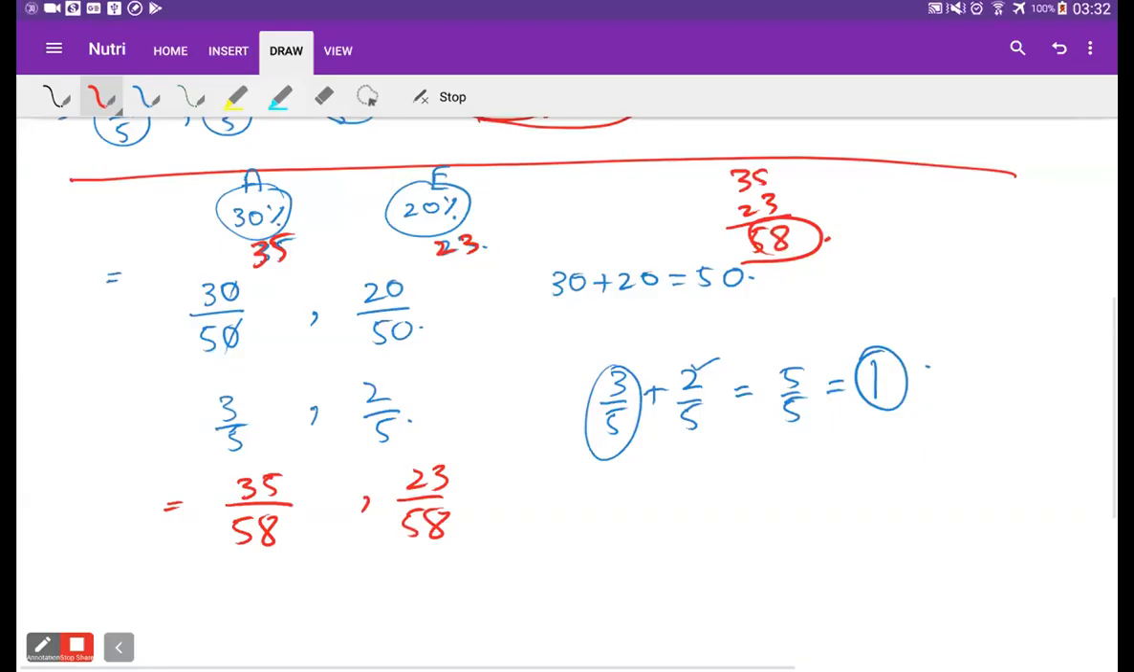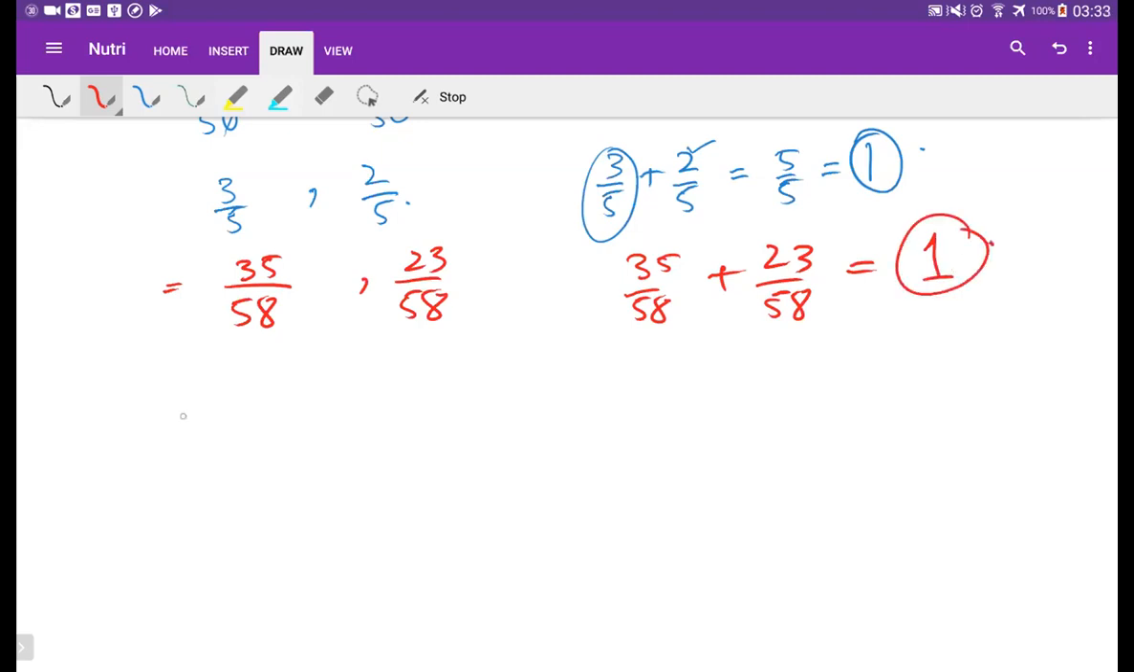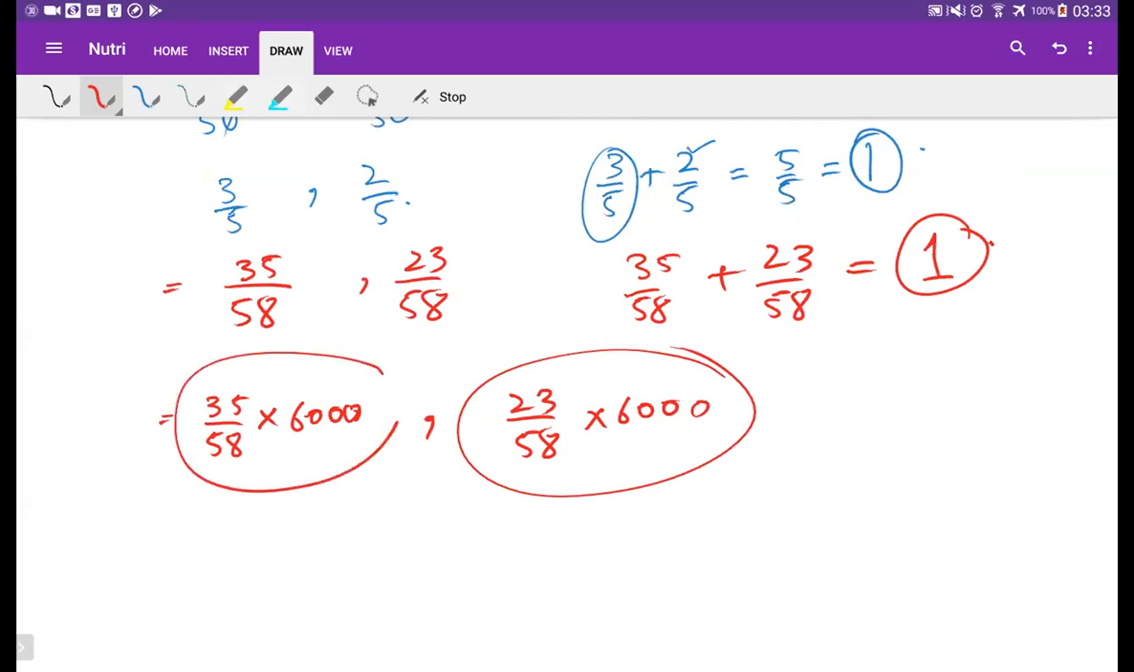I hope this has clarified to you a lot of stuff. So the sum of 35 by 58 plus 23 by 58, based on this calculator thing, is exactly equal to 1. So now whatever money you have, like if you have 6,000, take this ratio, 35 by 58, multiply that by 6,000. So this will be the first share, and the second share will be 23 by 58 multiplied by 6,000. So this is how you calculate. This will be the first share, this will be the second share.